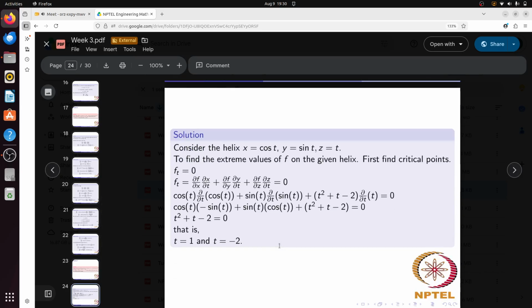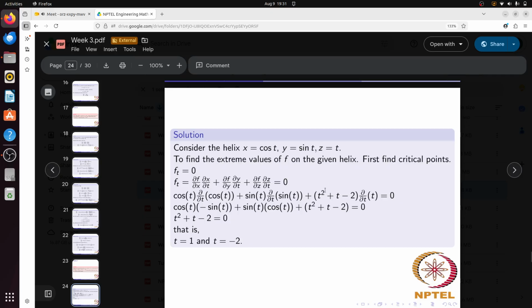So you have the helix as cos t, sin t, and z equal to t. To find the extreme values of f on the given helix, you first need to find the critical points. That means df/dt equal to 0. And what is df/dt? df/dt is ∂f/∂x dx/dt plus ∂f/∂y dy/dt plus ∂f/∂z dz/dt. On that particular helix, you have already been given f_x as cos t, f_y as sin t, and f_z as t² + t − 2, and x, y, and z on the helix are again cos t, sin t, and t.